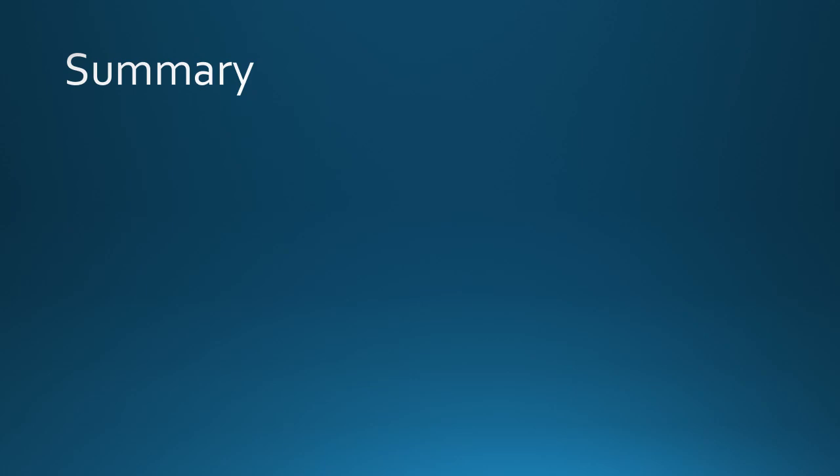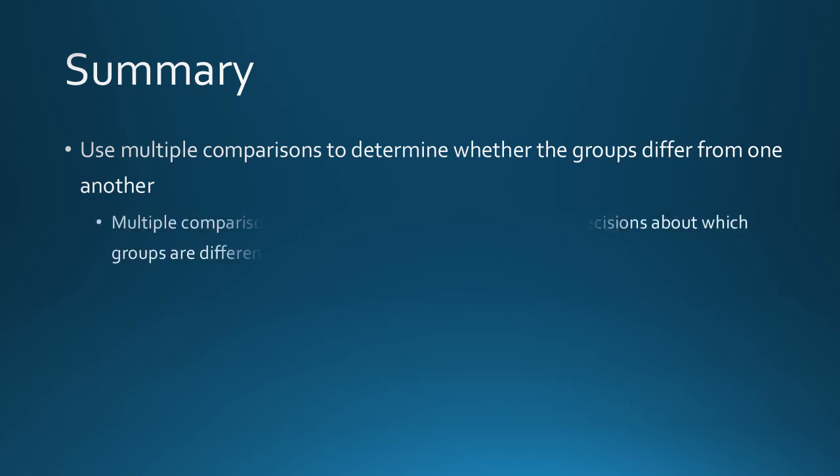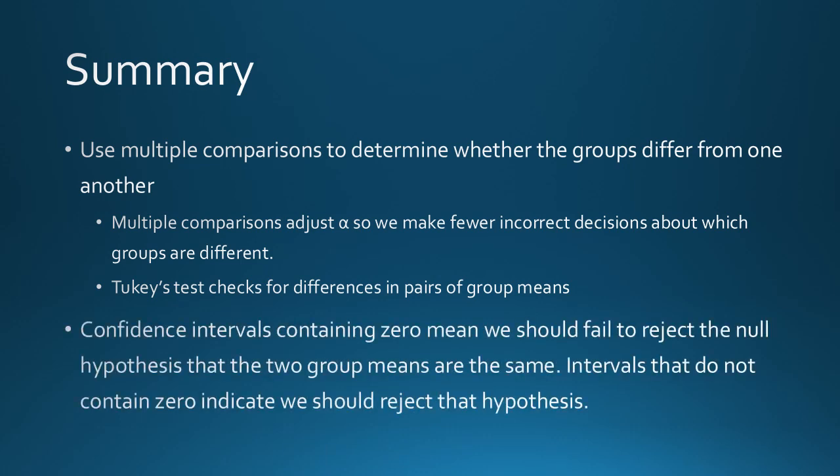So let's review. We learned how to use multiple comparisons to determine specifically which groups differ from one another. Confidence intervals containing zero mean we should fail to reject the null hypothesis that the two group means are the same. Intervals that do not contain zero indicate we should reject that hypothesis.